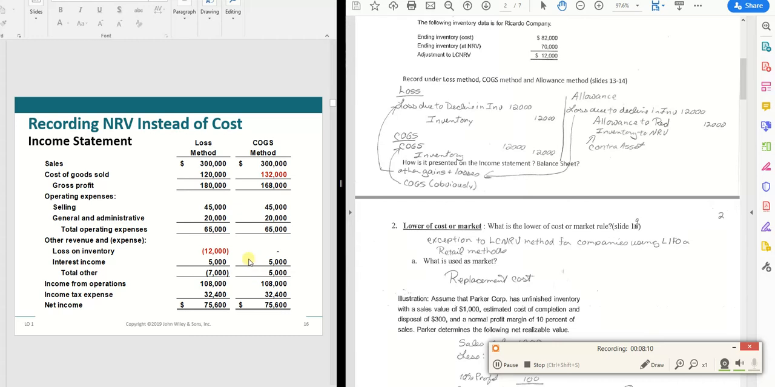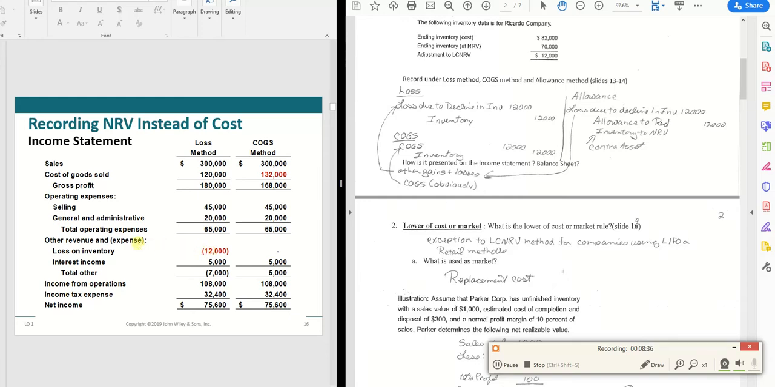Okay, again, notice how the loss method and the cost of goods sold method differ in where the loss is shown. In the cost of goods sold method, the loss is buried in cost of goods sold, and under the loss method, it goes to the other revenue and expense section of your income statement. So it does impact gross profit in different sections of your income statement.